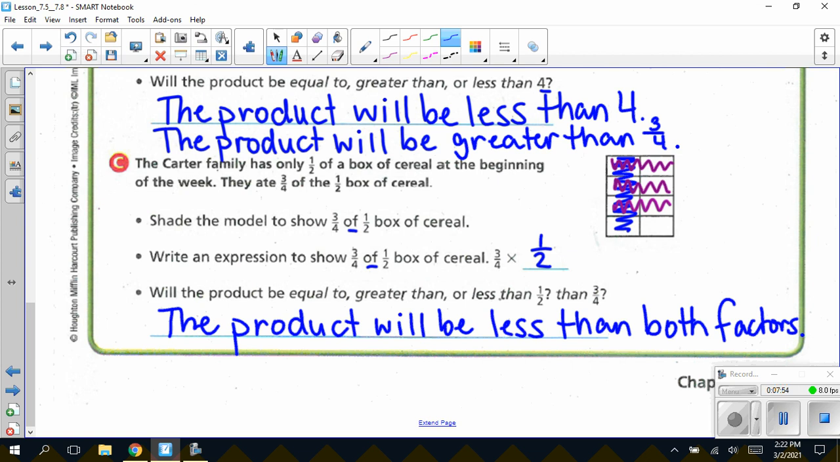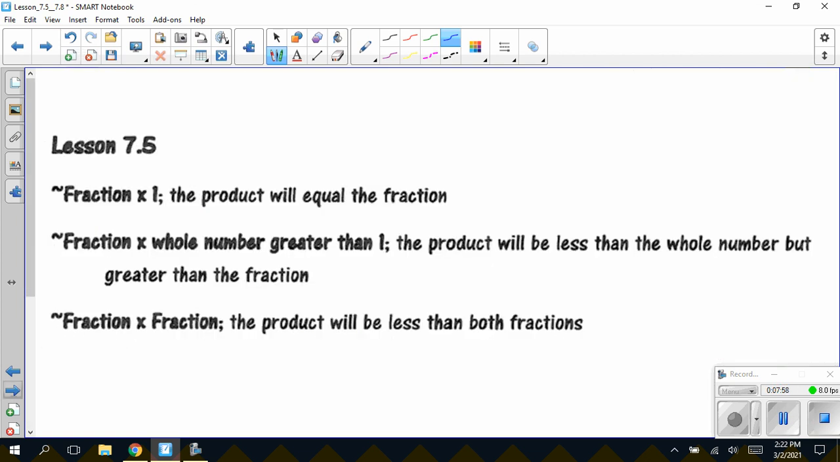So by using these 3 examples, we can now come up with different rules that we can follow when we're solving any of our questions today. So for lesson 7.5, we need to make sure that we understand that if we have a fraction times 1, the product will equal the fraction.